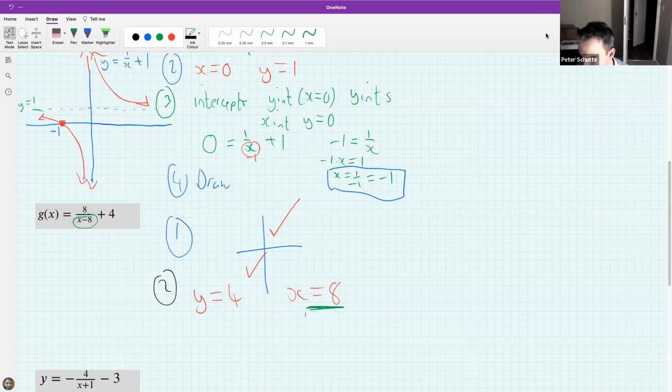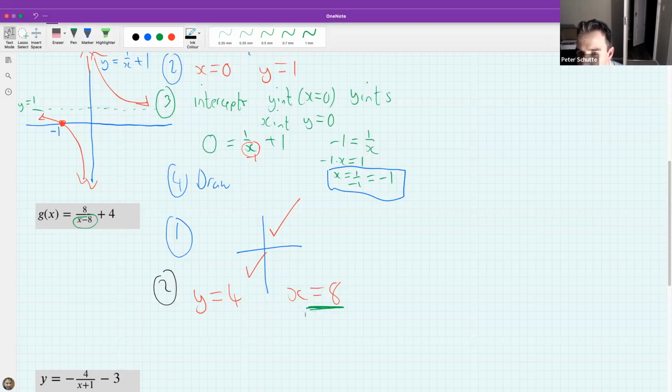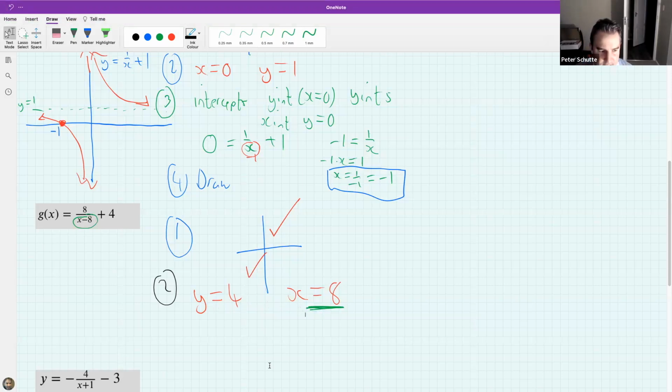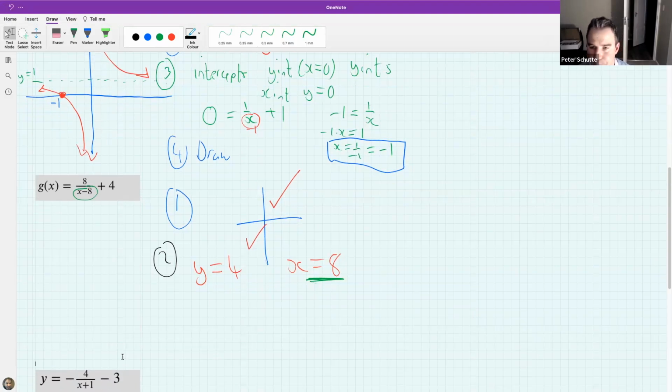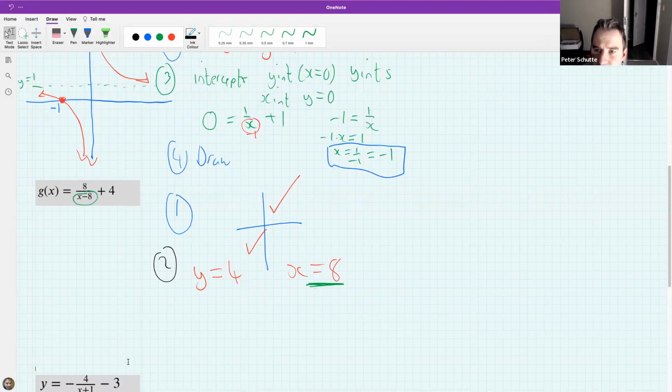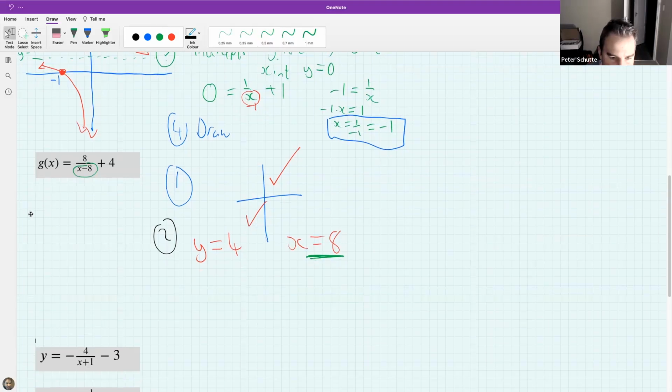Give me a thumbs up if that makes sense to you. Or at least after I've explained it makes sense to you. Not quite. Okay. But so what you want to ask yourself is what number, if you put it into the denominator, will cause division by 0. And so because 8 minus 8 will give you 0, it's going to be x is 8. Okay, so I'll just show you the next one just in case.